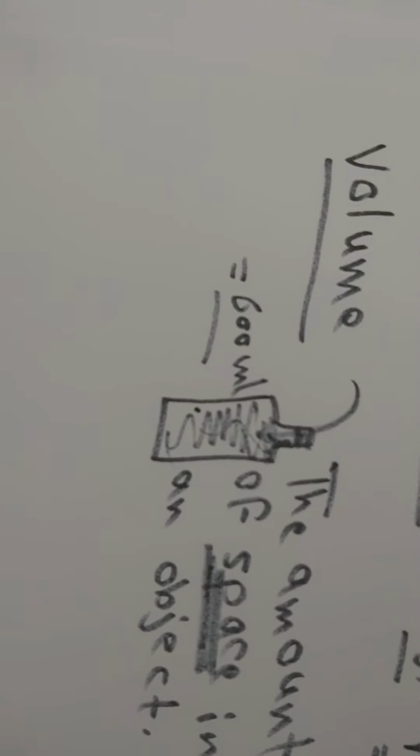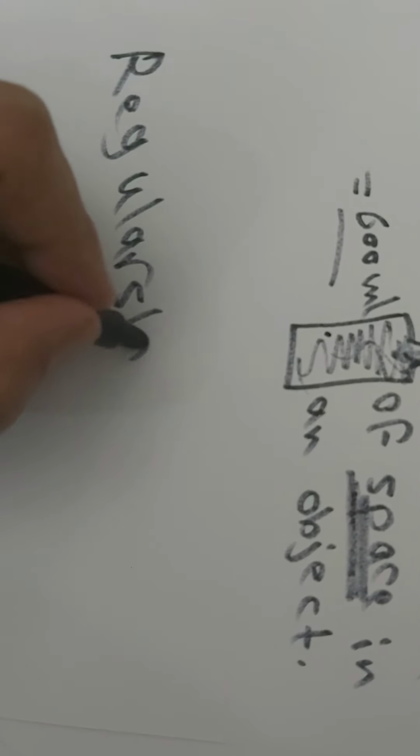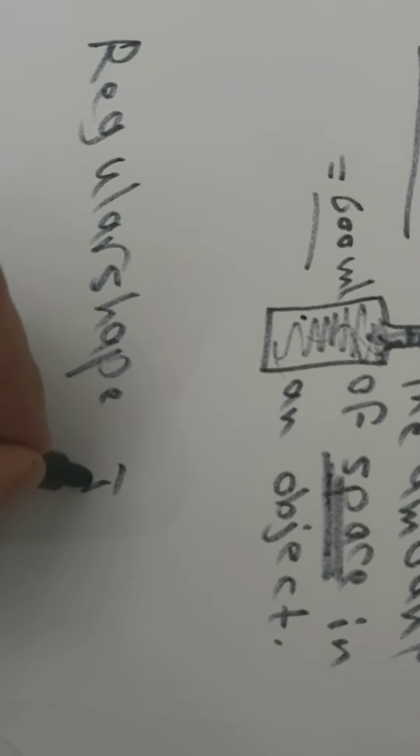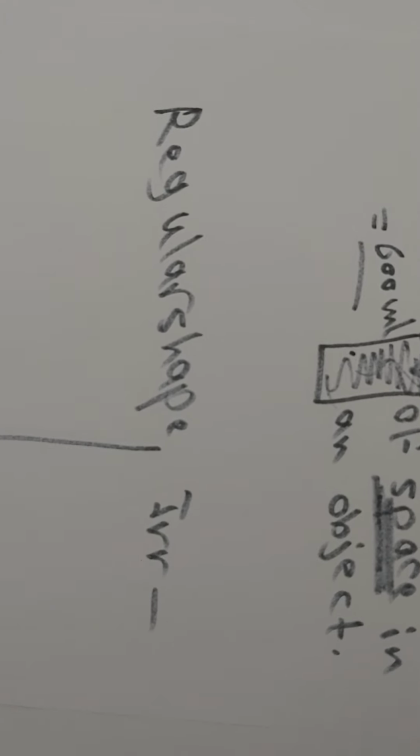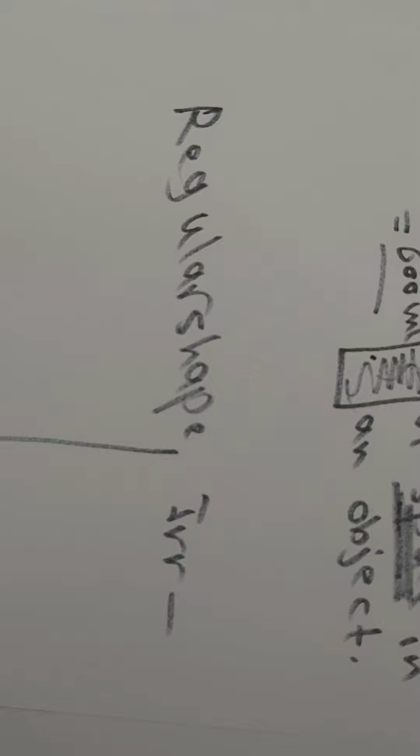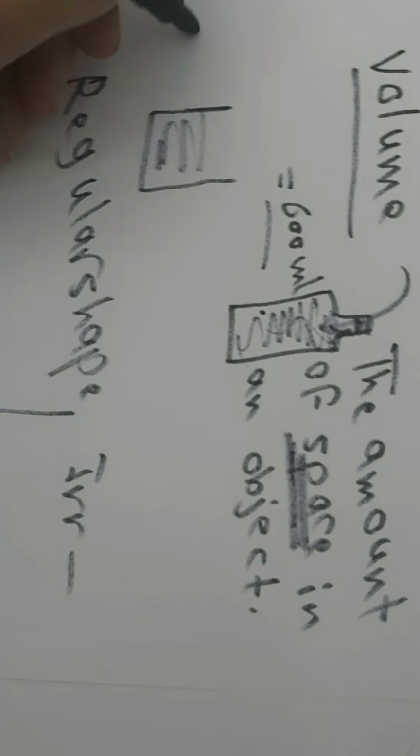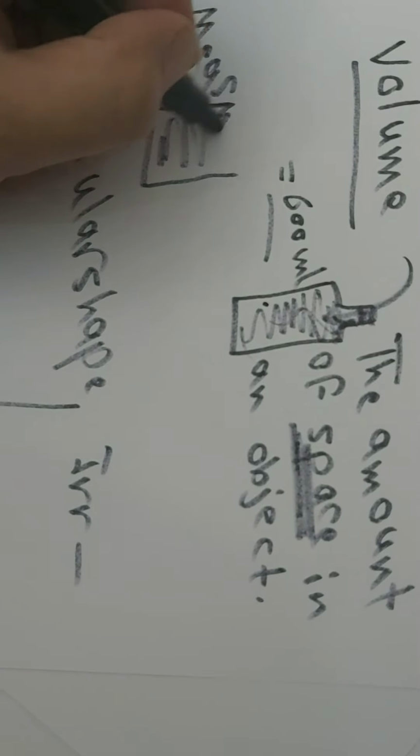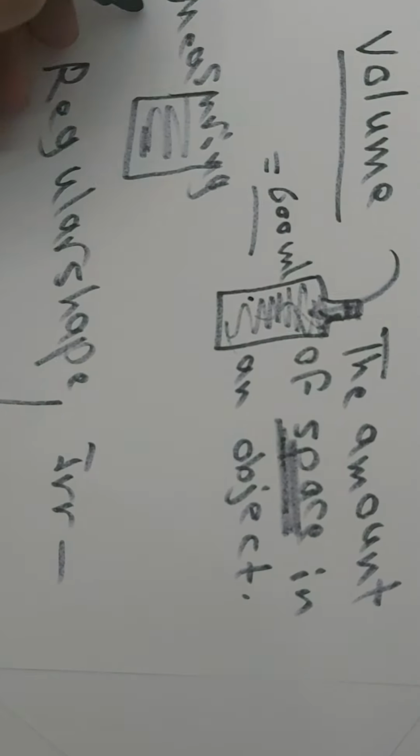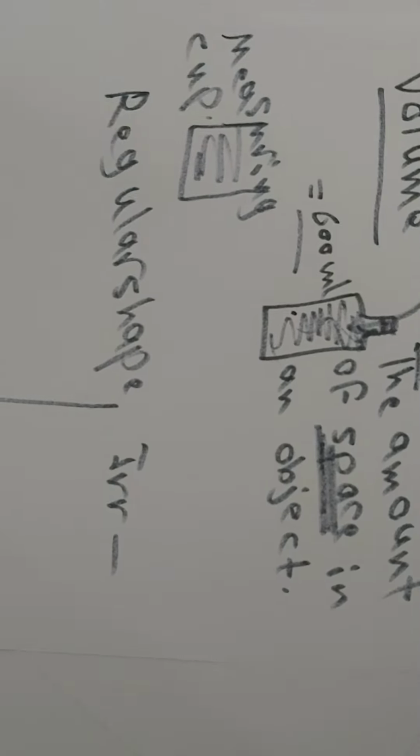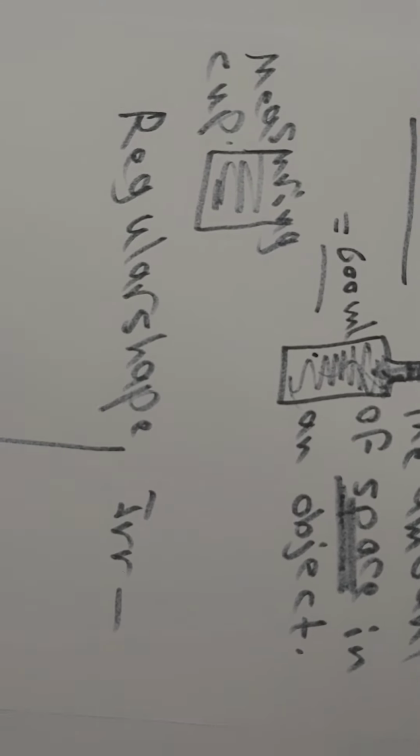To find the volume, here we have two different cases. If we have regular shape, or irregular shape. How to find the volume of solids here? Of liquids, easy. We find the volume of liquids by using measuring cup, or graduated cylinder. To find the volume of liquids, easy.